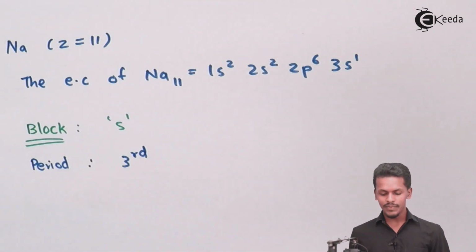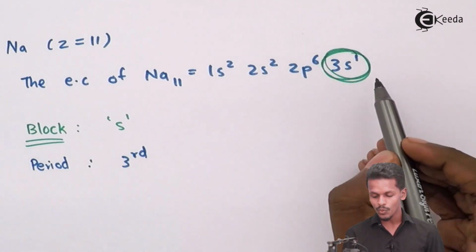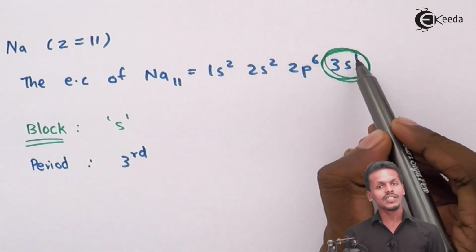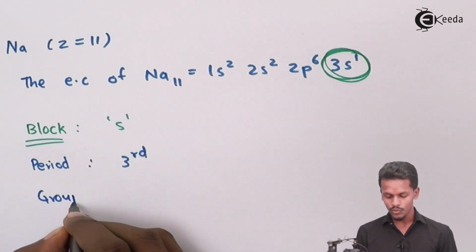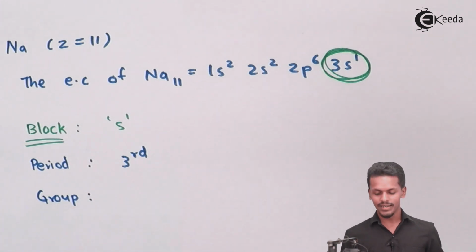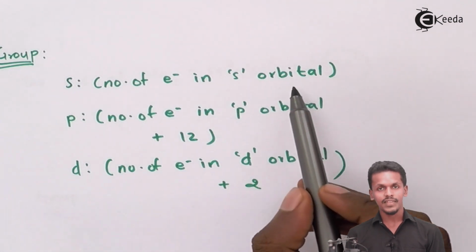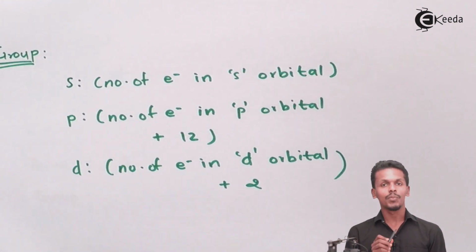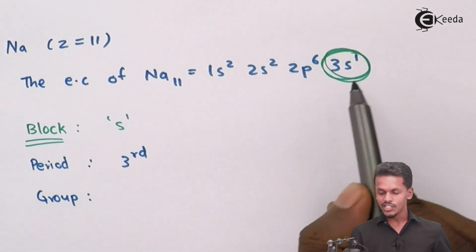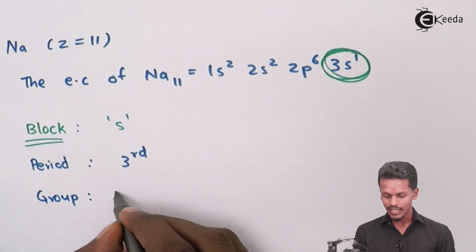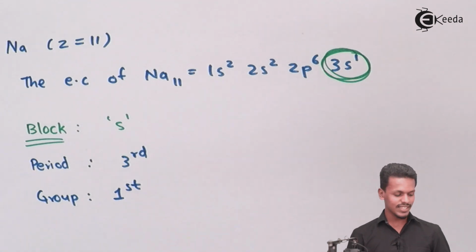Moreover, since it belongs to the s block and the s block holds 1 electron, we can find the group. As we stated earlier, if the number of electrons in the s orbital is 1, that is the group number. Since the number of electrons in this s orbital is 1, it means that it belongs to the first group.